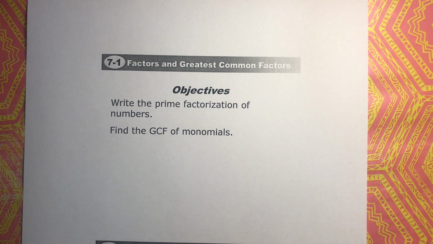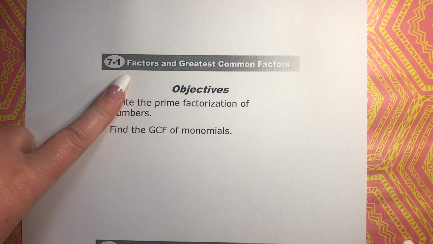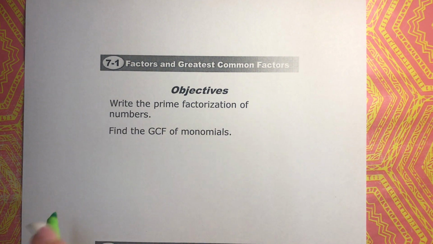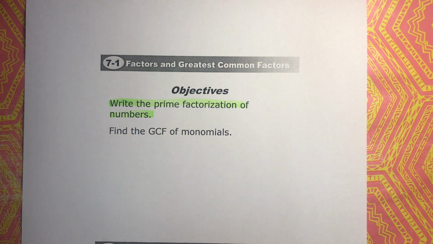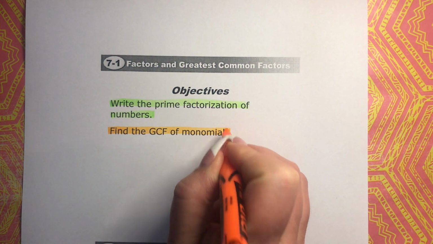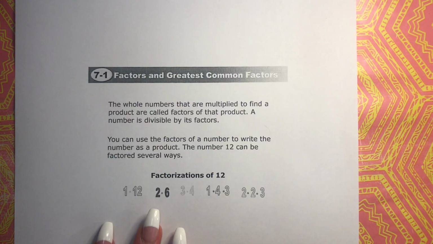Hello, and welcome to Chapter 7, Lesson 1. We're going to be looking at factors and the greatest common factors. The objectives for today are to write the prime factorization of numbers, and then also find the GCF of monomials. All right, let's go ahead and get started.